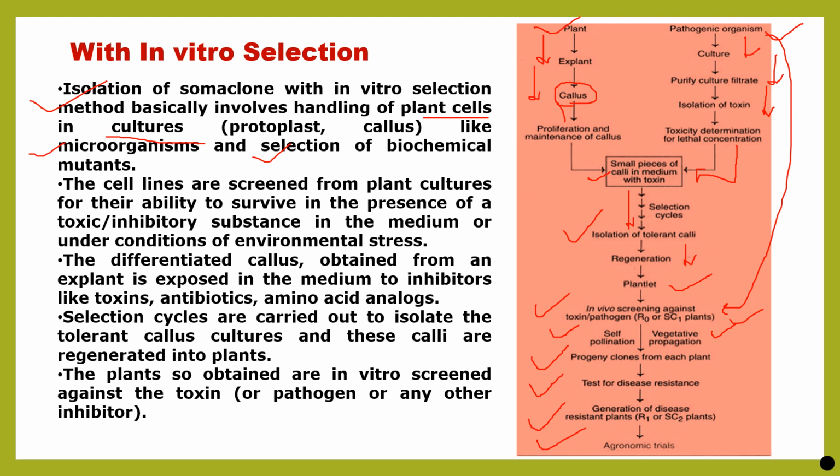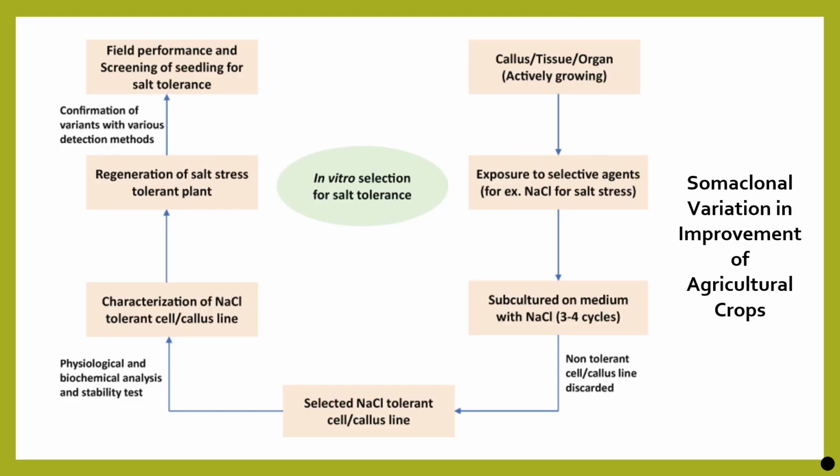Okay, so this is what we are doing in in vitro selection. We are using a particular selective agent, and then we are subculturing the survived plants which have resistance due to somaclonal variation, and then we are checking them for the particular disease resistance, and then we are taking them for the agronomic trials. So here lies the major difference between both of them.